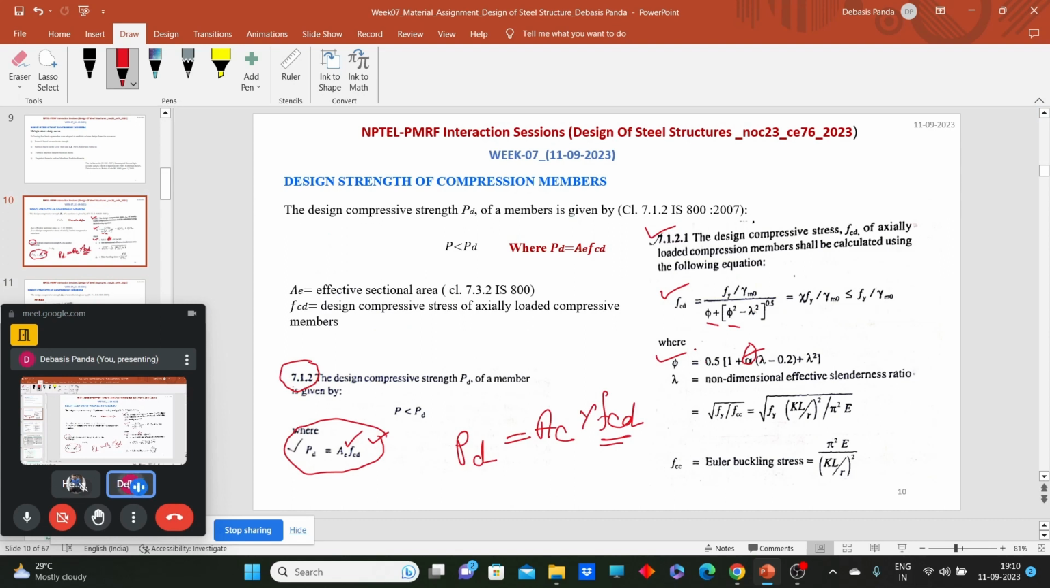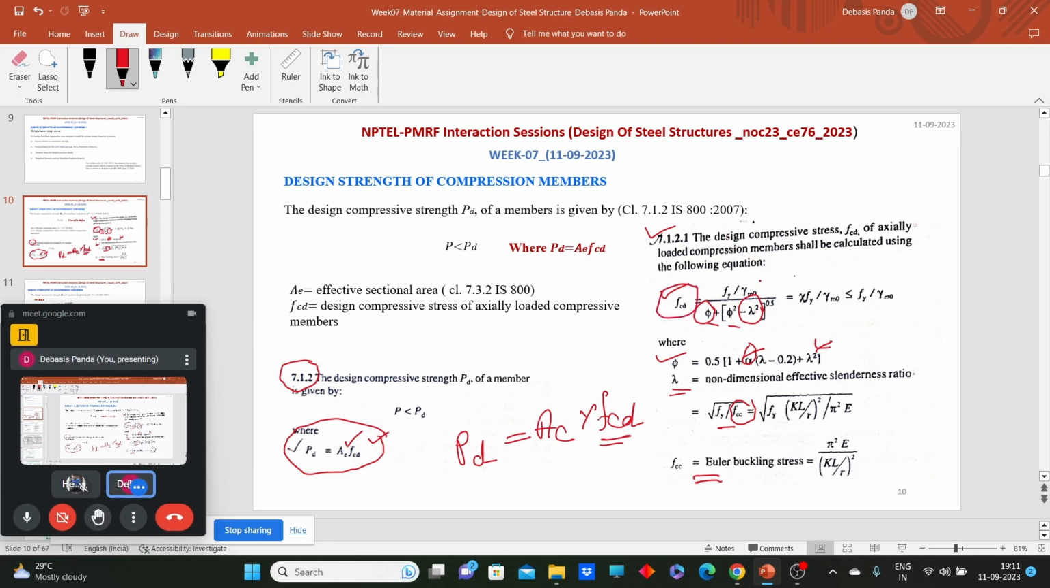Now to calculate phi we need alpha. How can we calculate alpha? Based on the buckling class, we can find alpha from that table. And lambda, what is that lambda value? Lambda is the effective slenderness ratio. How can we calculate it? We can calculate it using the formula square root of Fy by FCC, where FCC is nothing but the Euler buckling stress, which can be calculated using the formula pi square E by KL by R square. Using all this, we can easily calculate the phi value and the lambda value. So if we can calculate phi and lambda, we have the FCD value.